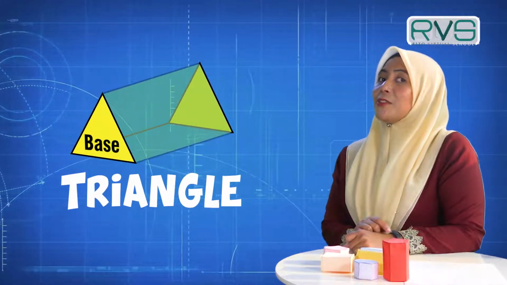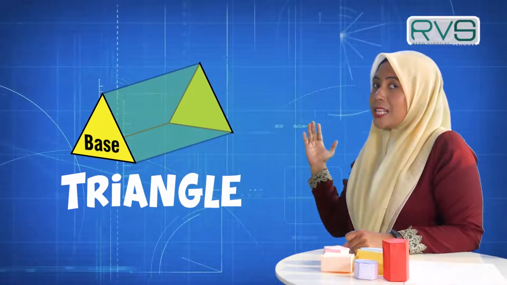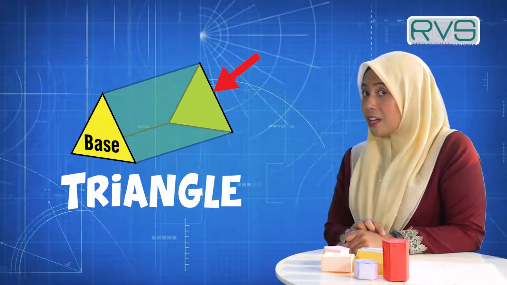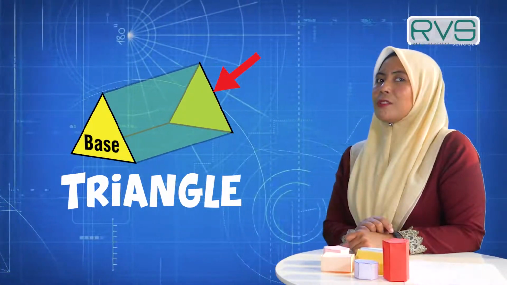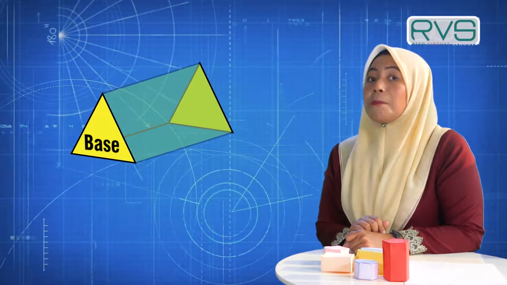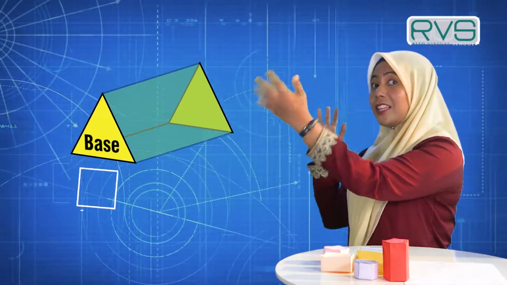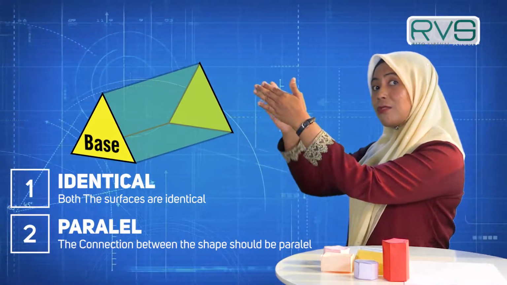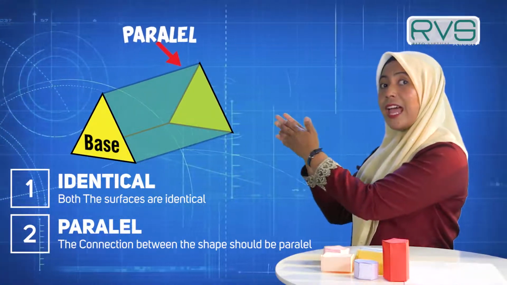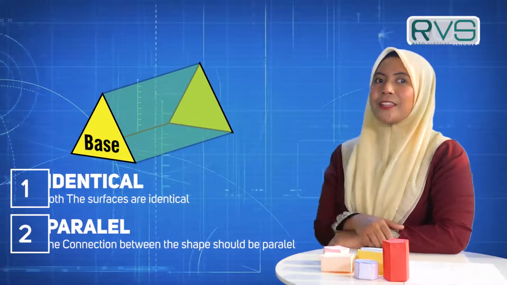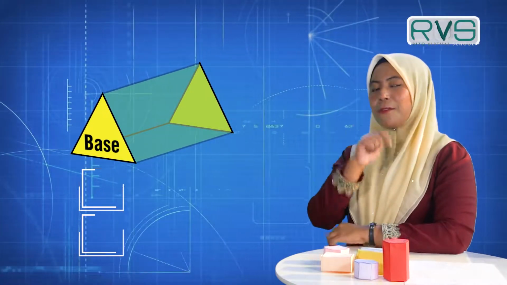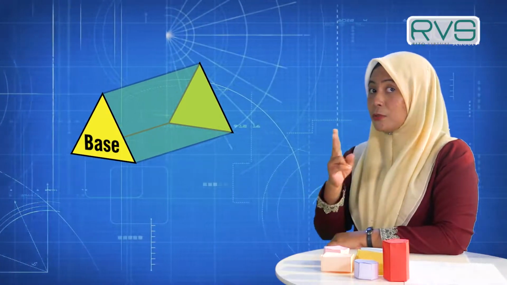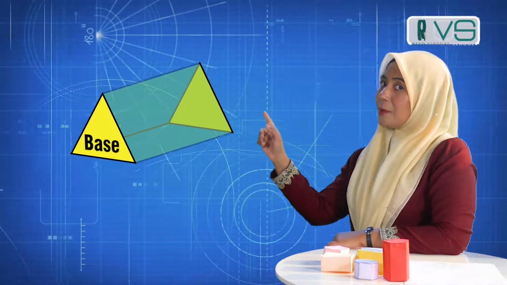So can you see the one more base at the back, which is parallel with that base, also a triangle? Very good. This is the meaning of the prism, which is identical and parallel: one base to the other base is parallel and the same picture. Alright? Understand? Okay, very good. Now, number 1, identical. Number 2, parallel. So you can see the picture.